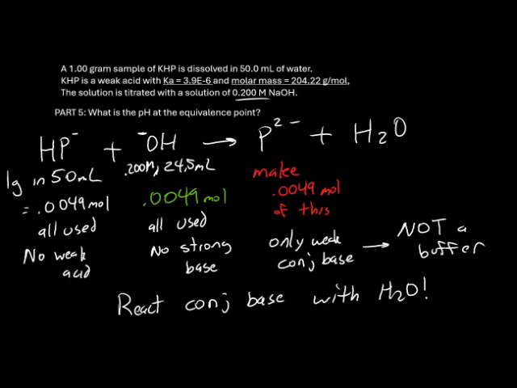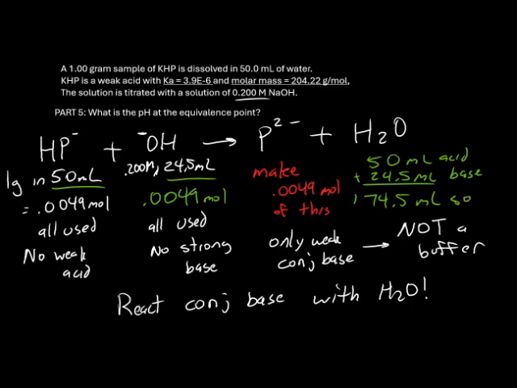Before we go on, let's make a note that we have added 50 milliliters plus 24.5 milliliters in order to complete our titration, in order to reach this equivalence point. We'll also need to make note of the final volume before we continue. We had 50 milliliters of acid and 24.5 milliliters of base. If we add those together, we will get 74.5 milliliters of solution. With our knowledge of the number of moles and the number of milliliters, we can create a reaction table to figure out what happens with the P2- and what the pH is.